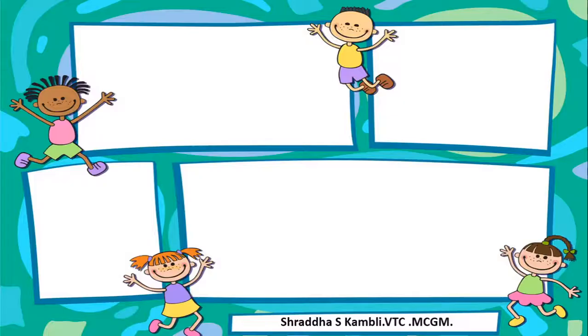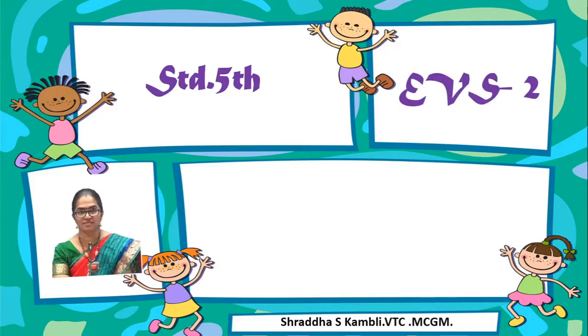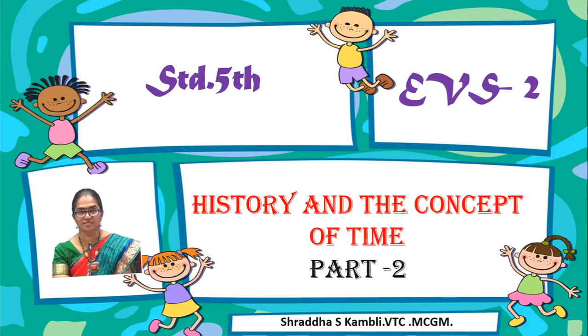Now children, if you remember what we were doing last time in EVS, you will remember that we were doing standard 5th EVS and we were doing the lesson history and the concept of time. This is lesson number 2 from your textbook, isn't it? Now we did part 1 of the lesson last time. We talked about day, we talked about night, we talked about rotation, etc. Now in this particular part of the lesson, we will be doing part 2.